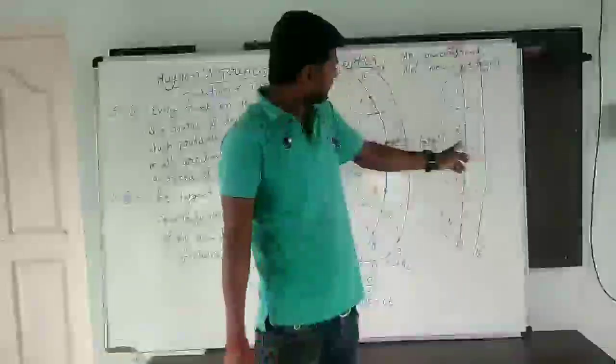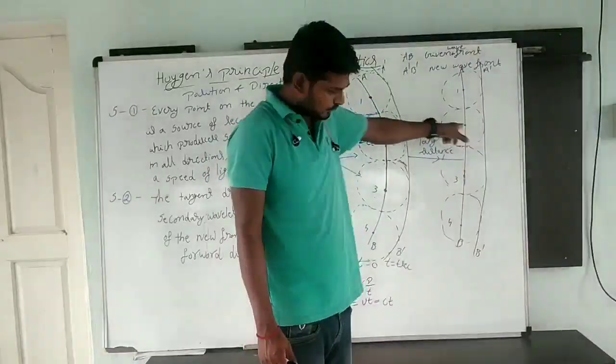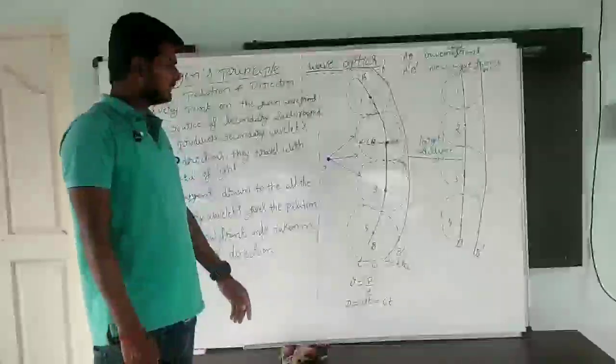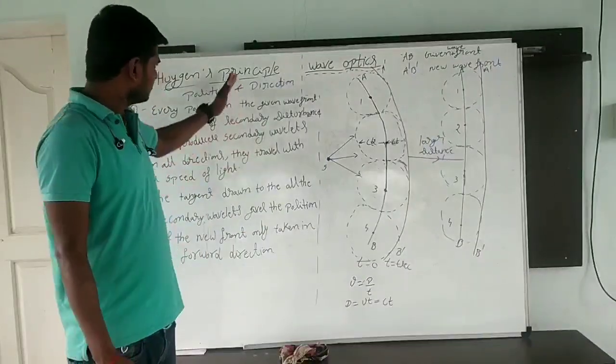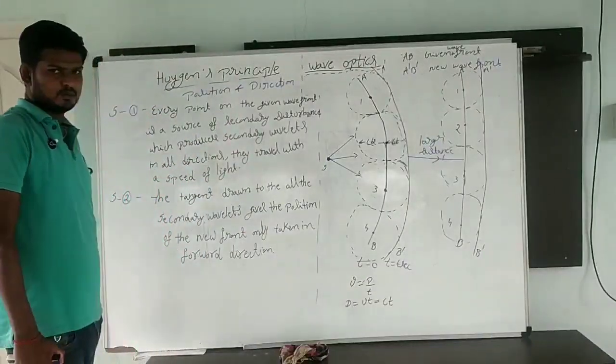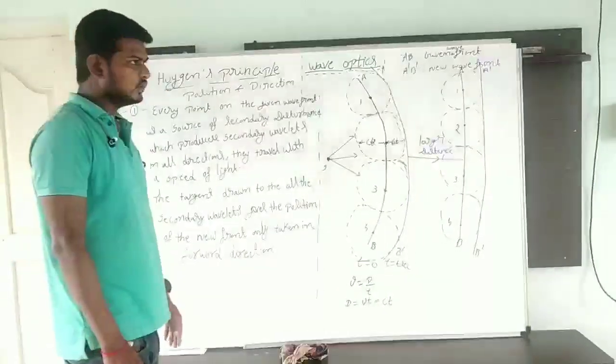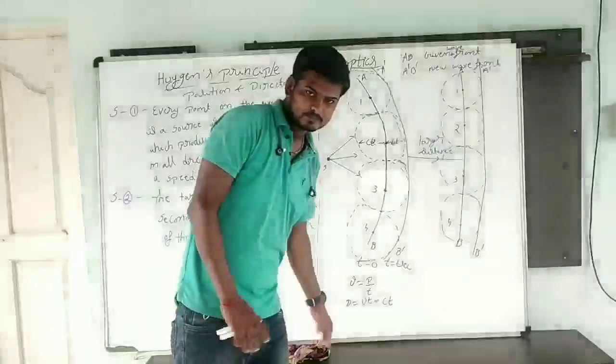They are going to travel a larger distance and become a plane wavefront, while here it will be spherical. This is Huygens principle. We have to find out the position of the new wavefront. Clear? Clear?